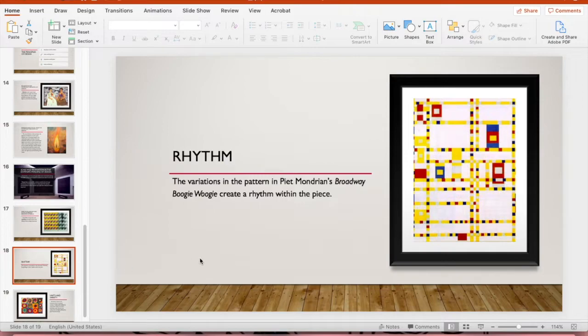Another example of rhythm, the variations in the pattern in Piet Mondrian's Broadway Boogie Woogie creates a rhythm within the piece. So this is a very almost like staccato kind of rhythm, that dot, dot, dot, dot, dot, right? Because we have these small little squares repeating throughout Broadway Boogie Woogie, and these were based on the grids of New York City. So it's that kind of rhythm of a city.